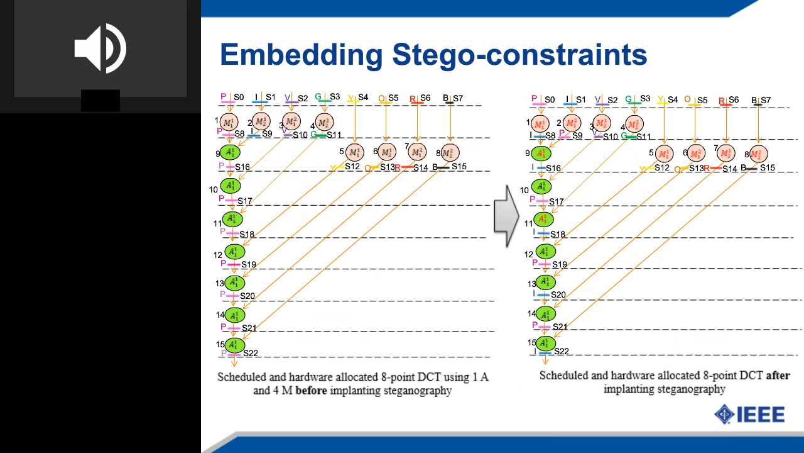And the same information can be used to regenerate the scheduled and hardware allocated 8-point DCT after implanting steganography, which is on the right side. The scheduled and allocated graph on the left side shows the scheduled graph that is available before you implant the steganography information into it.